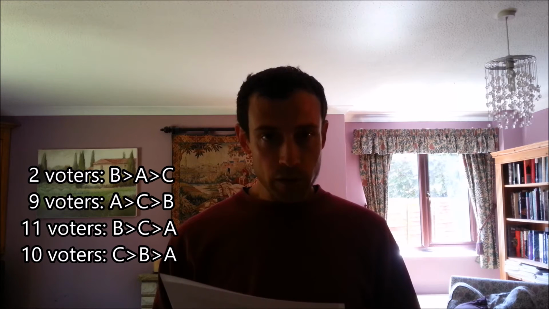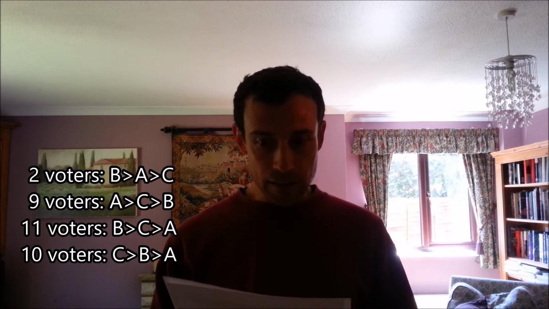B now has 13 top preferences, C still has 10, and A goes down to 9. So candidate A rather than candidate C is eliminated. In the final round, candidate C now beats candidate B by 19 votes to 13, so C is elected. So by being ranked higher on two ballots, B has gone from winning the election to losing against C. This is because candidate C was always stronger than candidate B in a head-to-head.